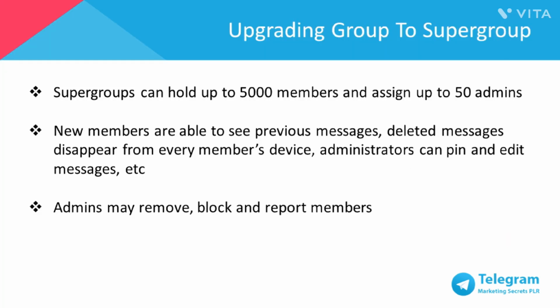You can upgrade normal groups to a supergroup. Supergroups can hold up to 5,000 members and be assigned up to 50 admins. There are several functions available in a supergroup, such as new members are able to see previous messages, deleted messages will disappear from every member's device, admins can pin and edit messages, and much more. Admins can also remove, block, and report members who don't follow the ground rules of the group. They can also block and report those who spam the group with irrelevant content.